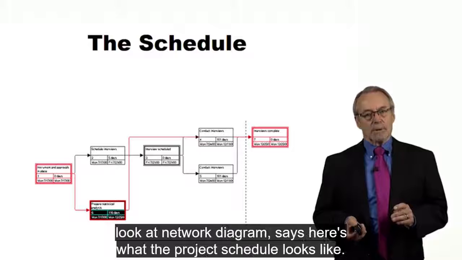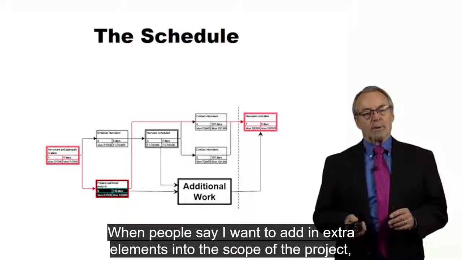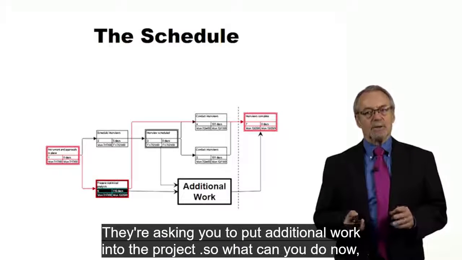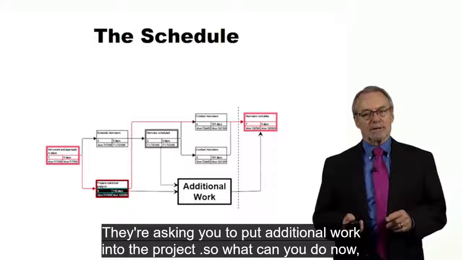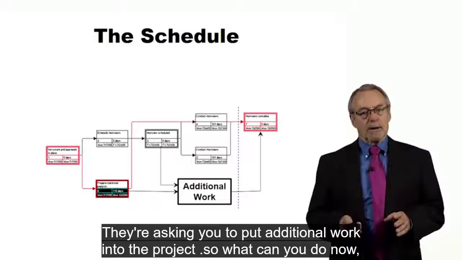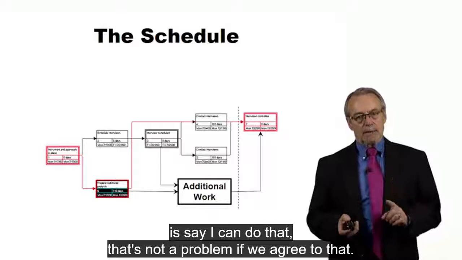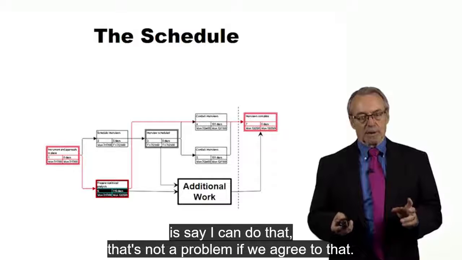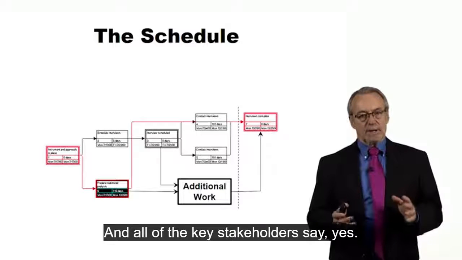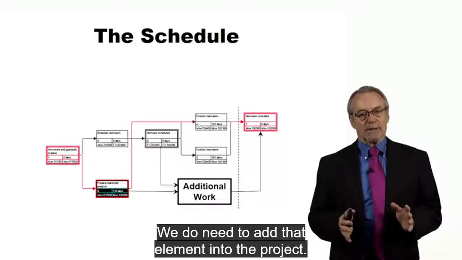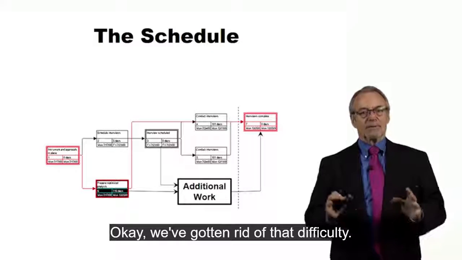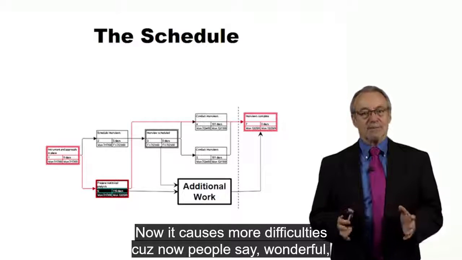This tool, when we look at our network diagram, says here's what the project schedule looks like. When people say, I want to add extra elements into the scope of the project, what are they asking you to do? They're asking you to put additional work into the project. So what you can do now is say, I can do that. That's not a problem if we agree to that, and all of the key stakeholders say, yes, we do need to add that element into the project. Okay, we've gotten rid of that difficulty.